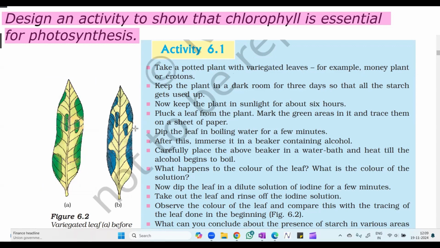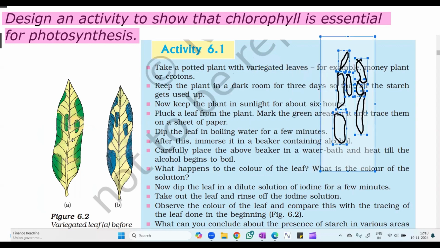Then what do we do? After that, we mark the area. You can take a tracing paper over here. Let me show you what I mean to say. Let's say I took a tracing paper and I'm marking the areas where there is chlorophyll. I'll be marking like this. You can just draw its border over the tracing paper. Okay, and then you remove this tracing paper and keep it aside.